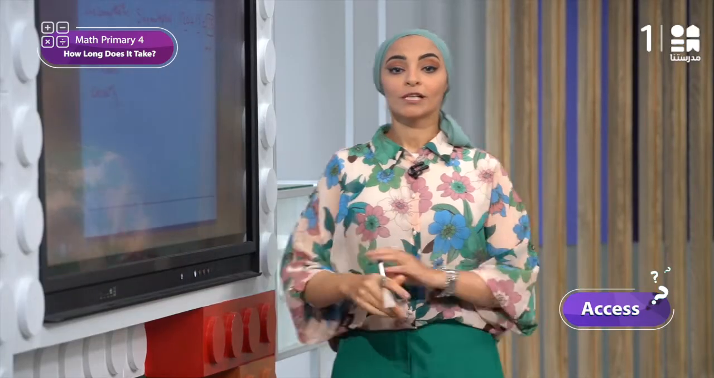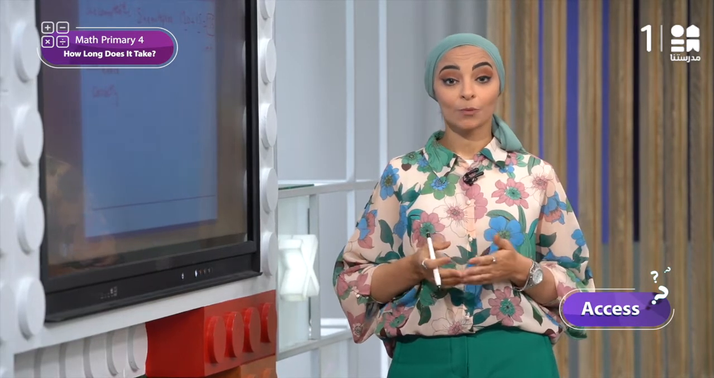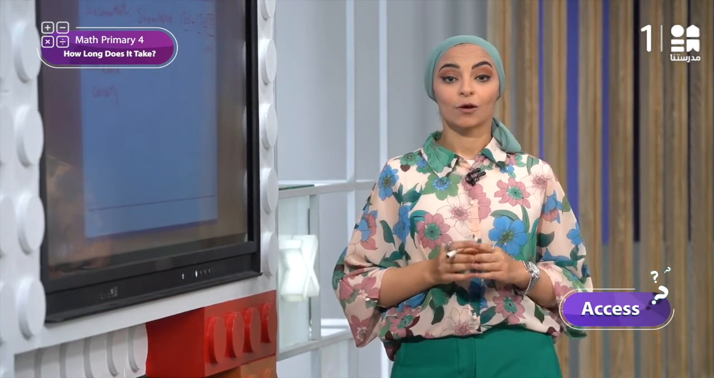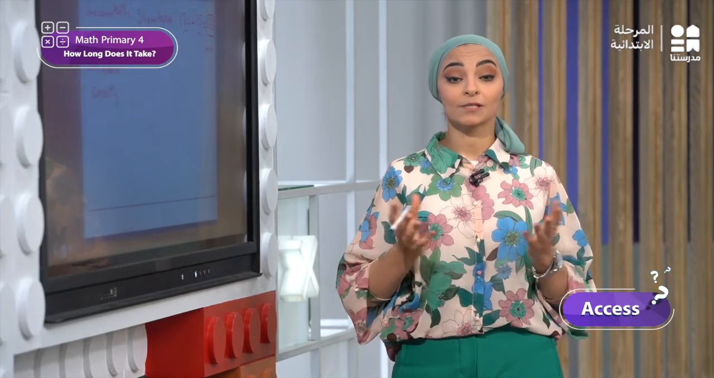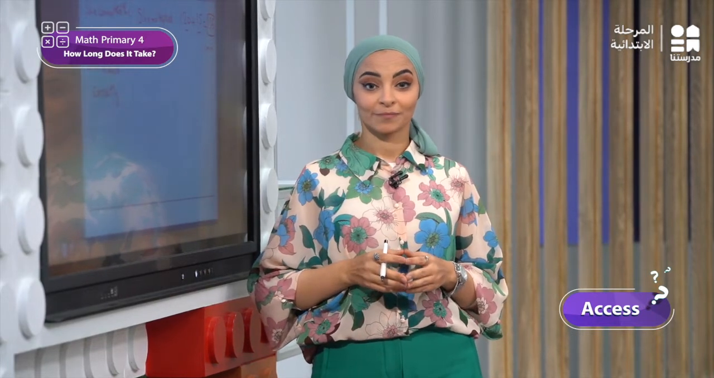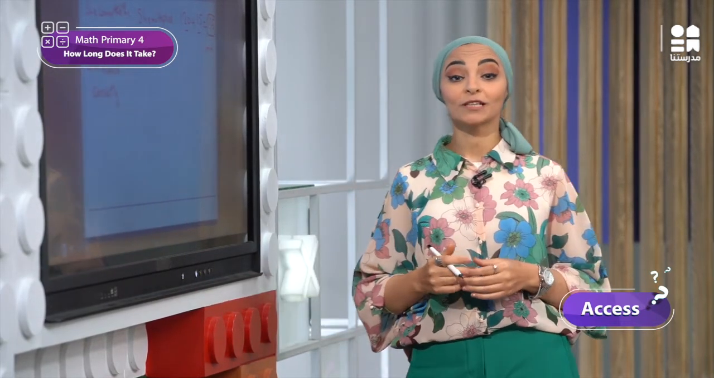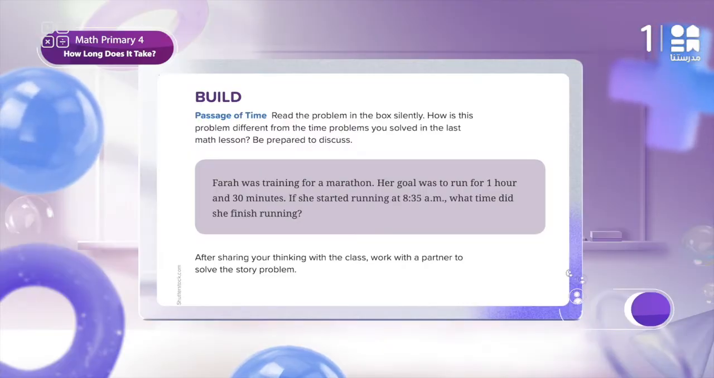Now we need to pay attention to the units when answering any problem, like Dalia's problem. And I'll tell you again, our today's objective is we need to understand and practice using elapsed time and use strategies to help us solve the problems easily. That's why we will move to build on page 135. In this activity, we have a story problem.